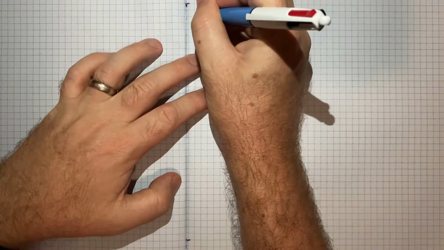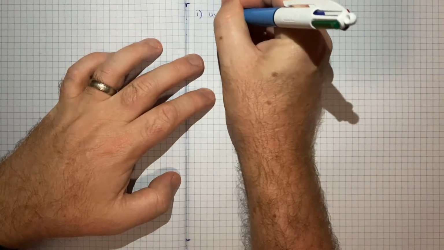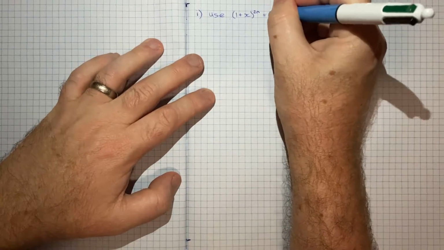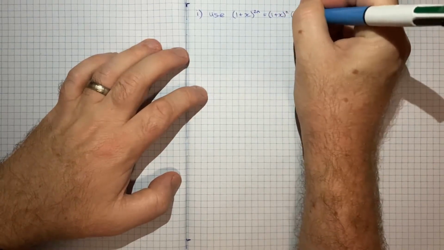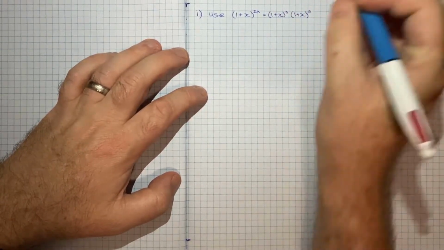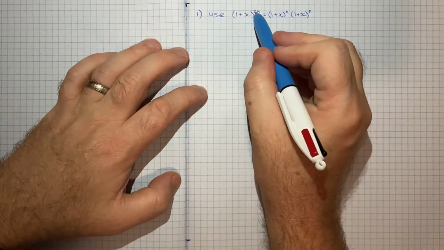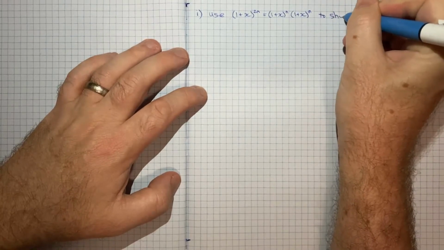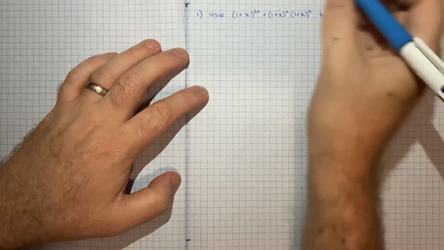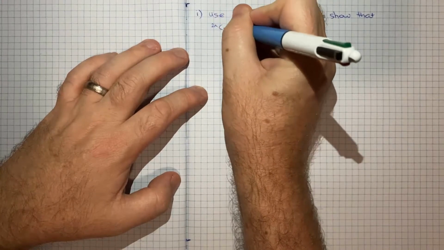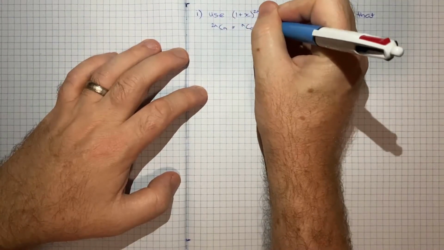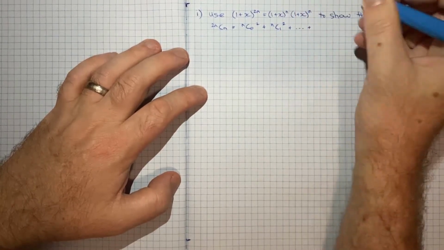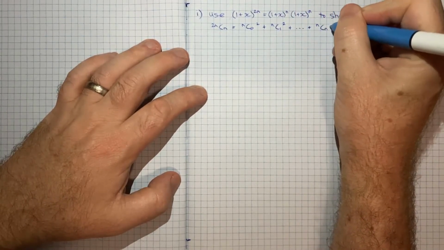Okay, so for part 1, we're being told to use this identity (1+x)^2n = (1+x)^n times (1+x)^n. All that's been done here is the 2n's just been written out one at a time to show that 2nCn is equal to nC0 squared plus nC1 squared plus and so on, all the way up to nCn squared.